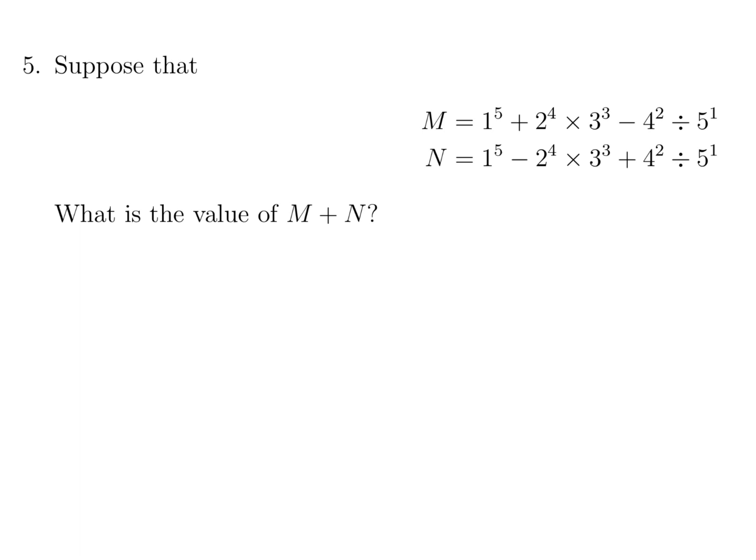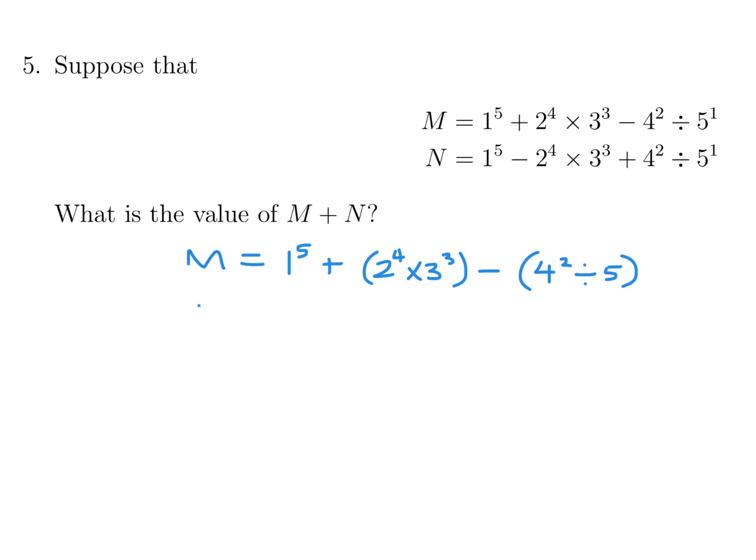Suppose that m and n equal to those things. What is the value of m plus n? All right, so I'm going to do this a little carefully here because I don't want to mess this up. So 1 to the power of 5 plus 2 to the power of 4 times 3 to the power of 3. I'm going to put that in brackets. Minus 4 squared divided by 5. I'm going to put that in brackets.